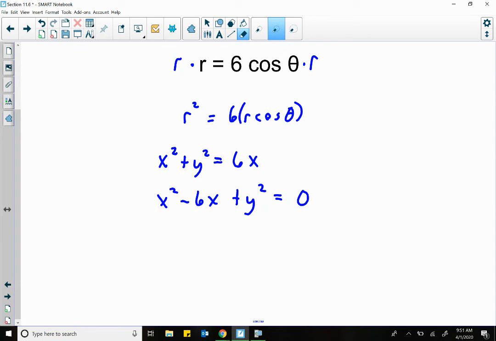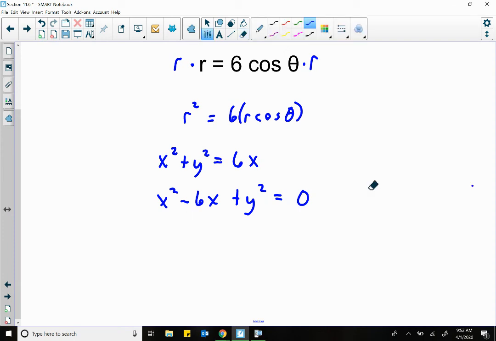Now, unfortunately, even though this is acceptable for me, it's fine, I know what it is. Unfortunately, you guys are going to have to do some completing the square because really what you're looking at here, this is a circle equation, okay, but it's not centered at the origin anymore. So this equation is a circle. And what we need to do is complete the square on this part.